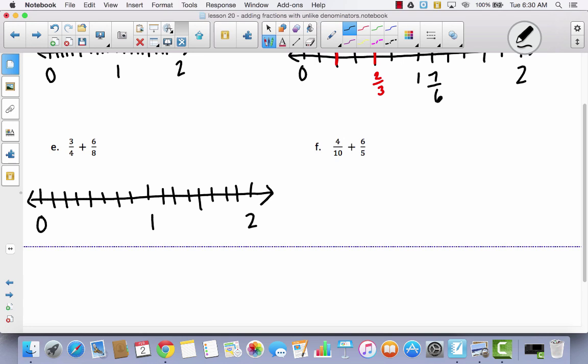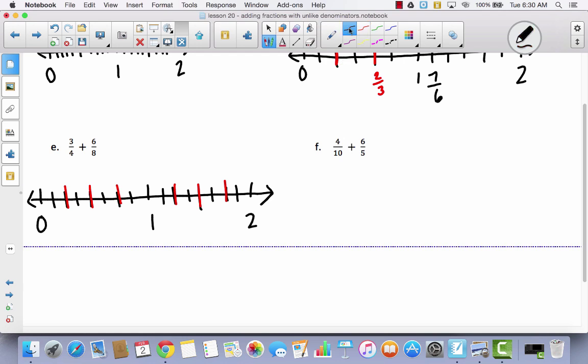All right, so I'm going to start by adding 3/4. So let's go back and find those fourths. So this is a fourth, this is a fourth, and this is a fourth. Here's my fourths. You can see I have 1, 2, 3, 4 parts.